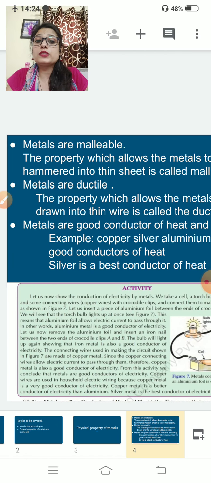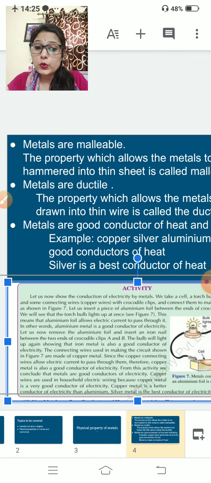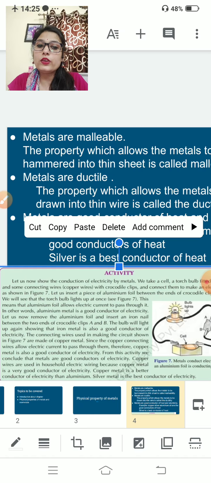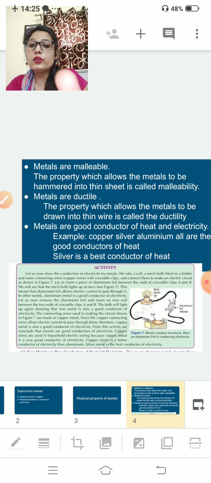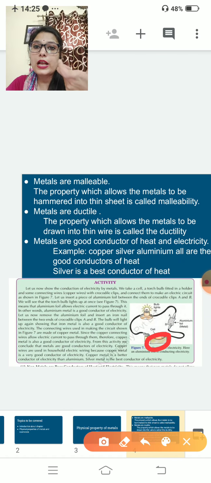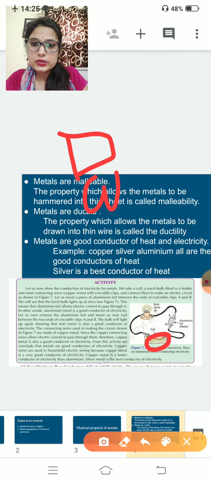This activity is based on this one. Metals are good conductors of electricity. Let us show the conduction of electricity by metals. We take a cell. What will you take? You will take a cell. Here it is, a cell. Clear? You will take a wire.